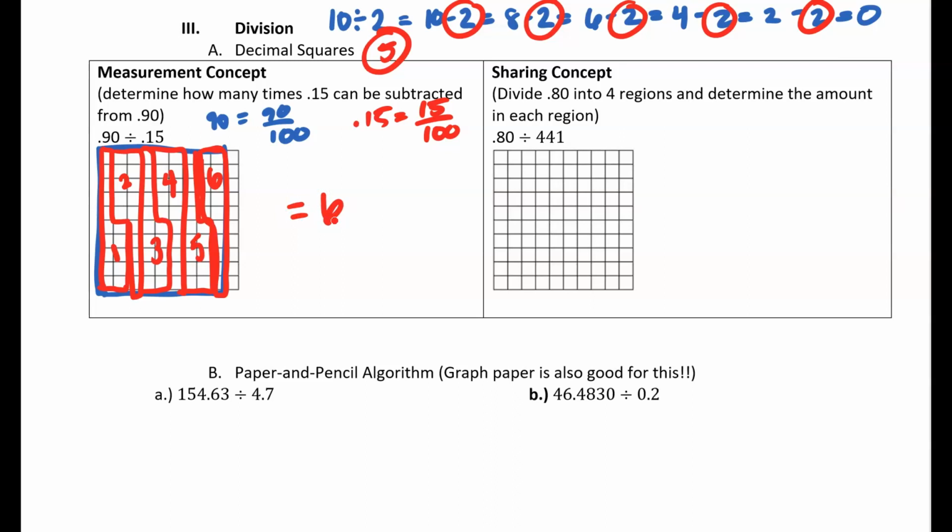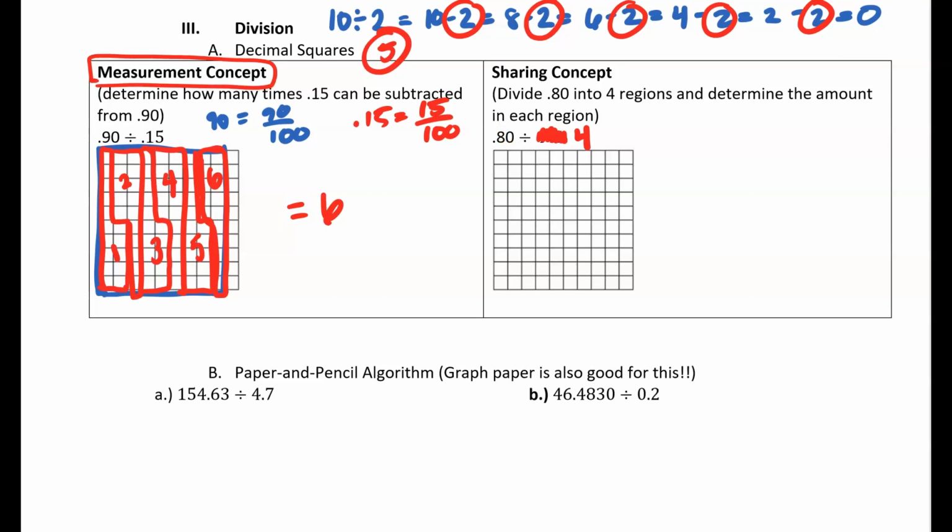Okay, so here's another one. So 0.80. Oh, and this is a typo. We're not dividing by 441. We're going to take this and divide it by 4. So we just did the measurement concept, which means keep subtracting. We're going to do the sharing concept with this one. And if you think about it, we're doing 0.80 divided by 4.